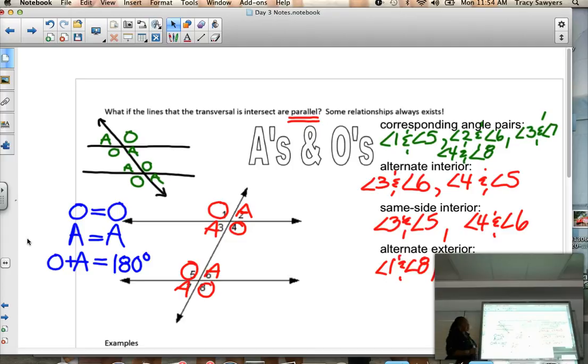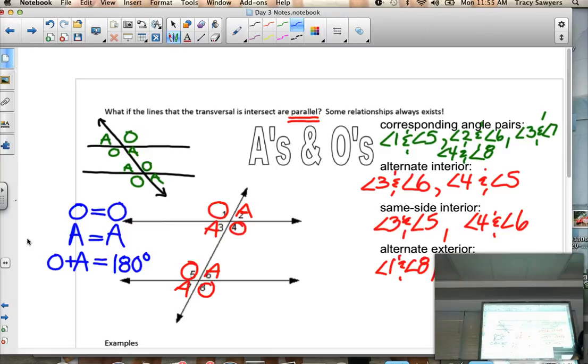And what about alternate exteriors? Name me a pair of alternate exteriors. 1 and 8. And what letters do you have? Obtuse. So they're equal to each other. Does that make sense? If they're both O's, that means they're equal to each other. If they're both A's, then we know they're equal to each other. If one of them's an A and one of them's an O, then we know they're supplementary. So let's write this down.